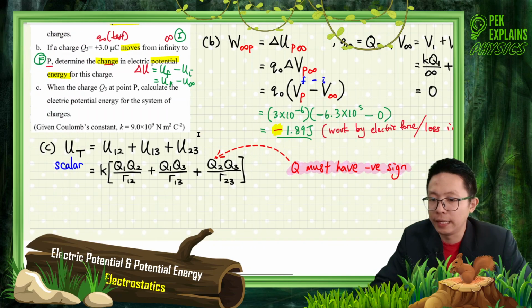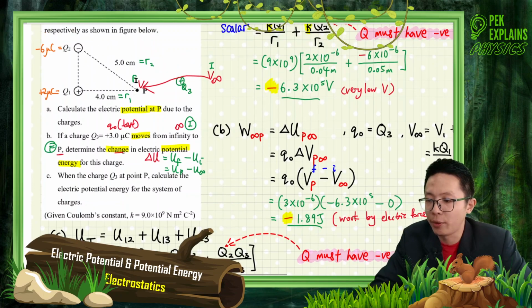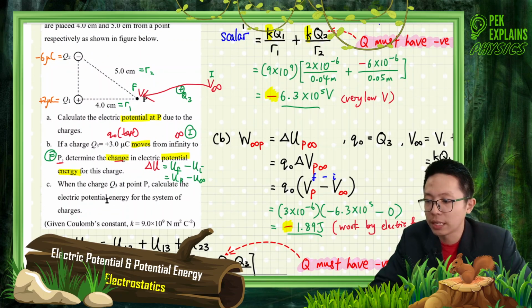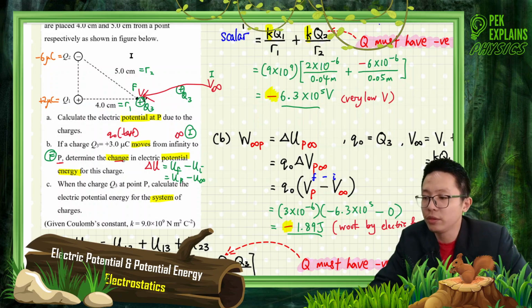So now, at last, we want to find, when the charge Q3 is at point P, the electric potential energy for the whole system of charges. The word system means the potential energy for all charges together, not just for a certain charge, but for all charges with respect to each other. Q3 is over here, and now I want to find the potential energy for the whole system.